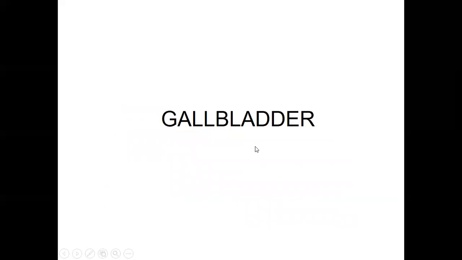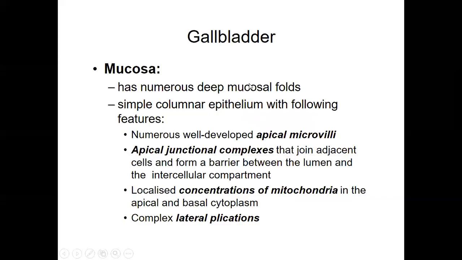Okay, just now we have discussed the liver, and also the biliary tract as well. Now I'm going to proceed to the gallbladder.